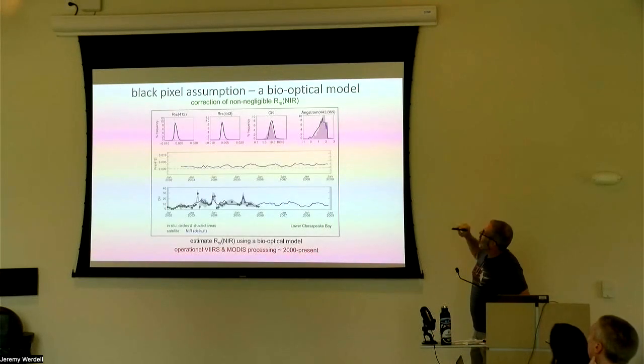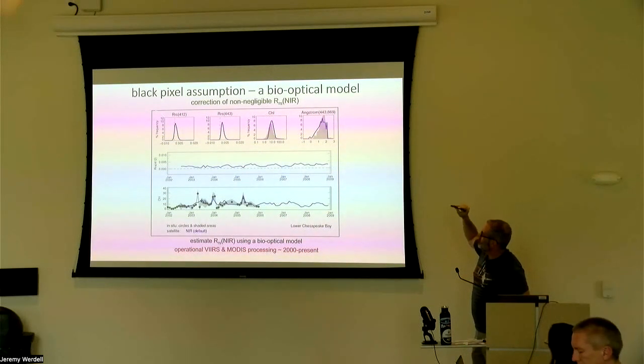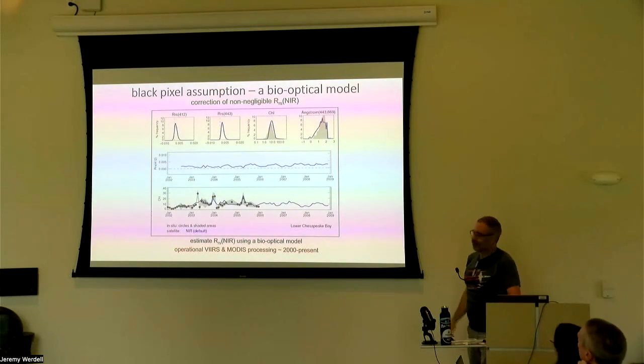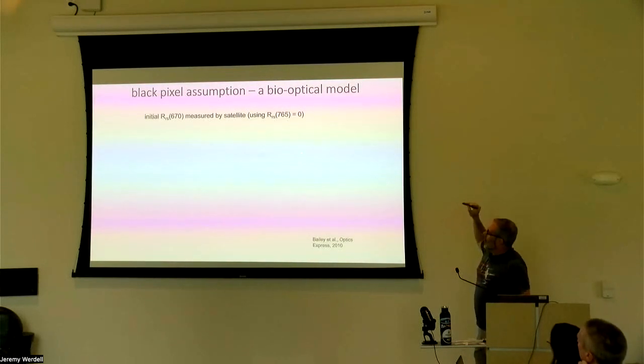Thing is, those biooptical models for the most part work. So this is the same thing where we did the correction and you can see that we've greatly improved our retrievals. This will not impress you. This is a really, really simple optical model. We start by making an assumption that the value in the red at 670 measured by the satellite is good.